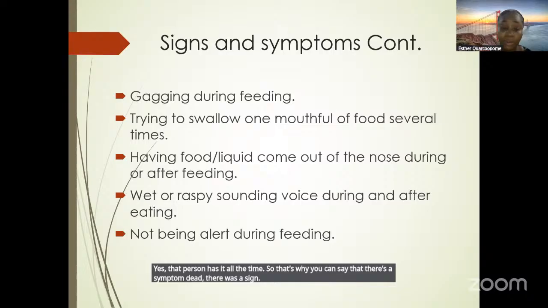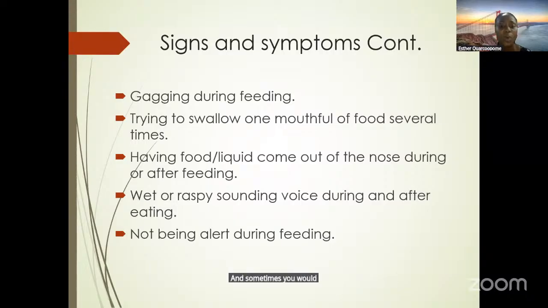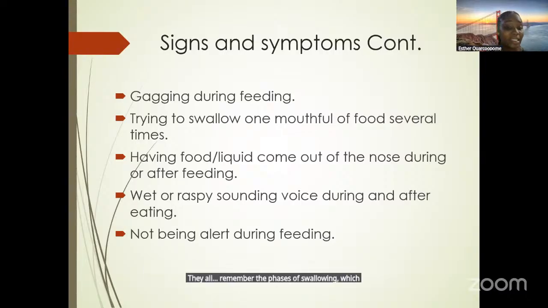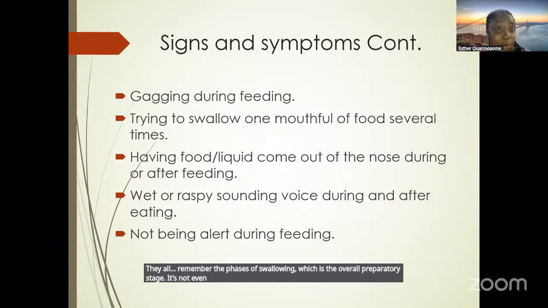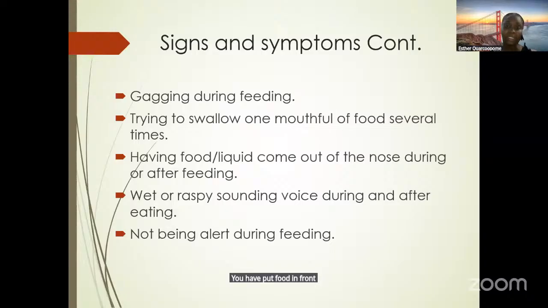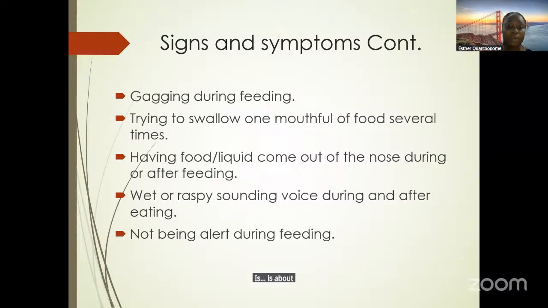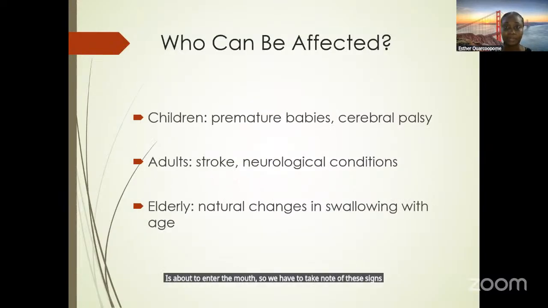And sometimes with old age, when you are feeding them, they are not alert. Remember the phases of swallowing, which includes the oral preparatory stage. It's not even there. They are not even aware that you have put food in front of them for the brain to tell the nerves that, okay, food is coming, prepare the salivary glands and everything. They are not alert that food is about to enter the mouth. So we have to take note of these signs and symptoms.